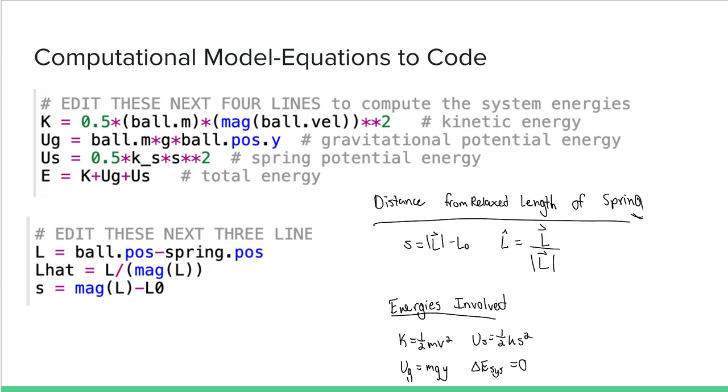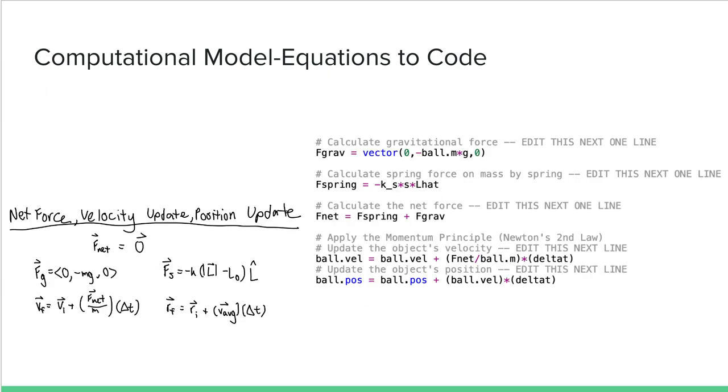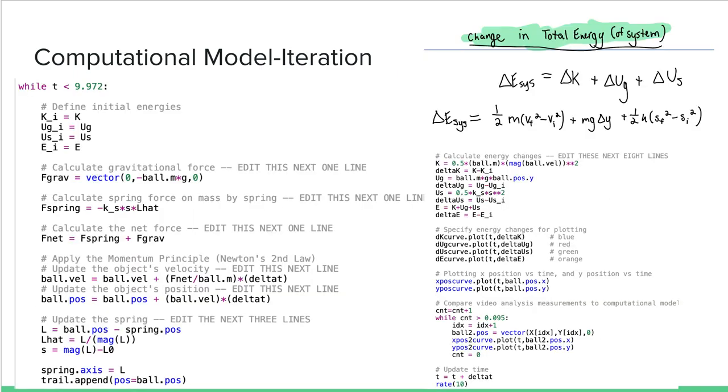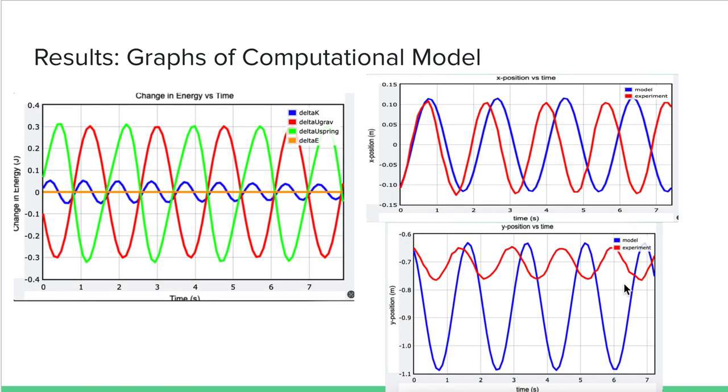These are the equations to code for the energies involved and the distance from the relaxed length of the spring. These are the equations to code for the net force, velocity update, and position update formulas. These were the iterations in the computational model with the delta total energy of the system. And then this part of the code was comparing the video analysis measurements to the computational model. So these were the results of the computational model comparing both.